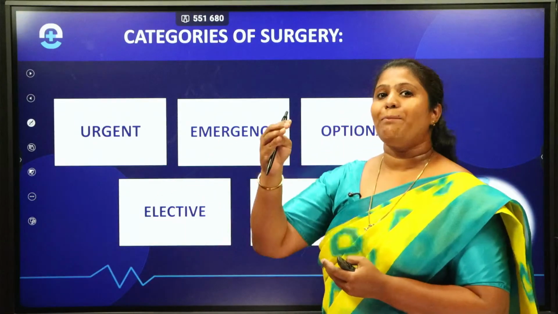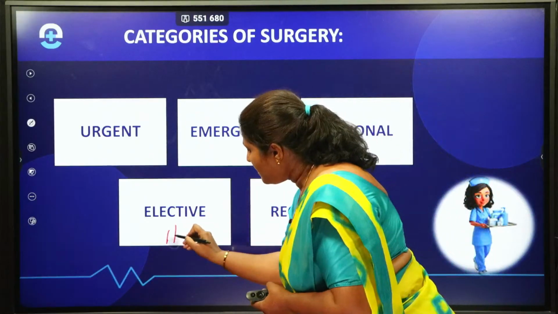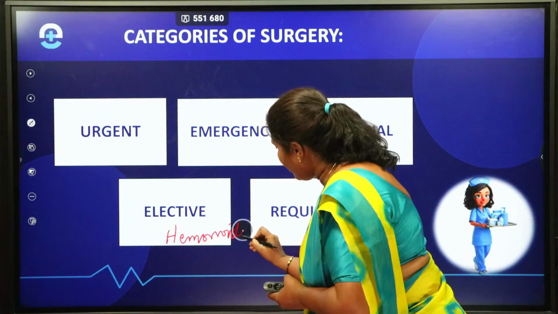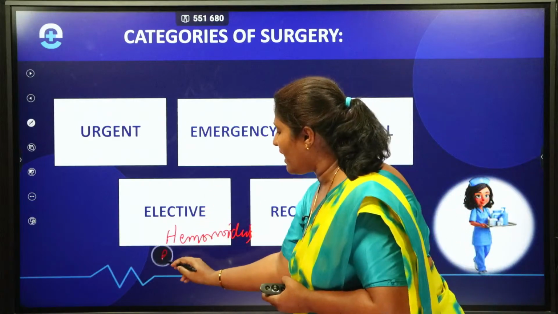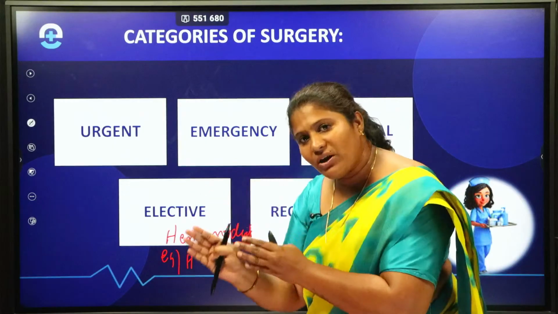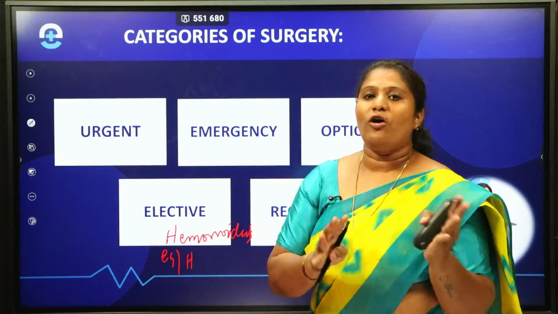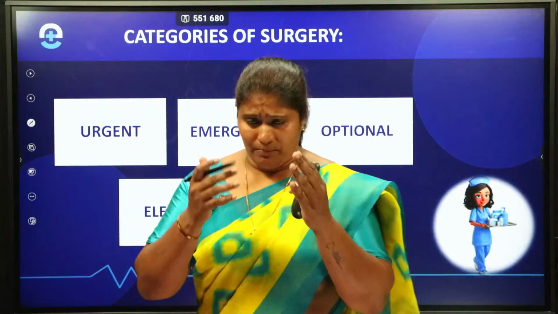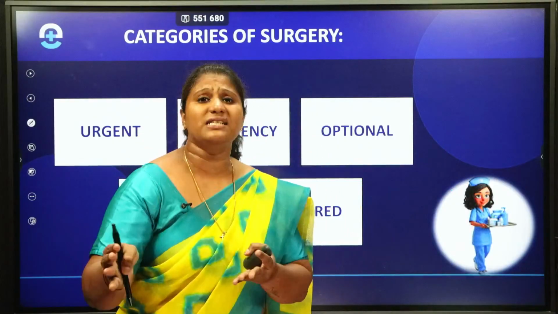Elective surgery means we are planning for the surgery. For example, hemorrhoids. So the patient is suffering with hemorrhoids. This is all elective surgery. Okay, the doctor is planning for hemorrhoidectomy. So these are all elective things. The patient is suffering from some kind of condition, but we are fixing one day for the surgical procedure.